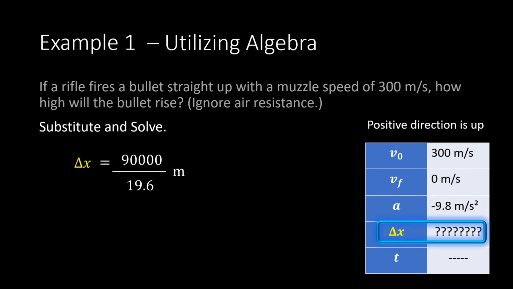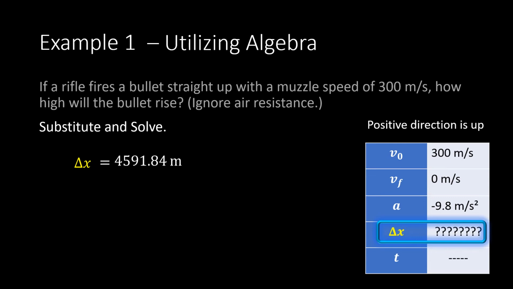Plugging 90,000 divided by 19.6 into our calculator gives 4,591.84 meters. The units are appropriate for displacement, but that number, 4,591.84, is very specific. It is fair to assume that Earth's gravity is well known and doesn't add much uncertainty into our calculation. However, how much faith do you really have in that bullet's initial velocity? It doesn't make sense for us to conclude a number so specific when our underlying variables aren't very certain.